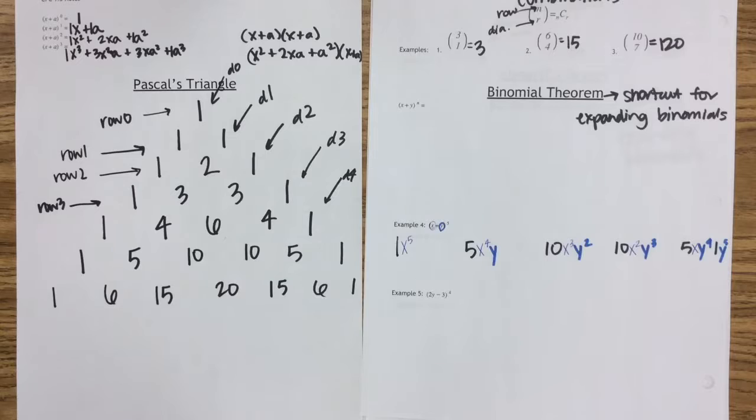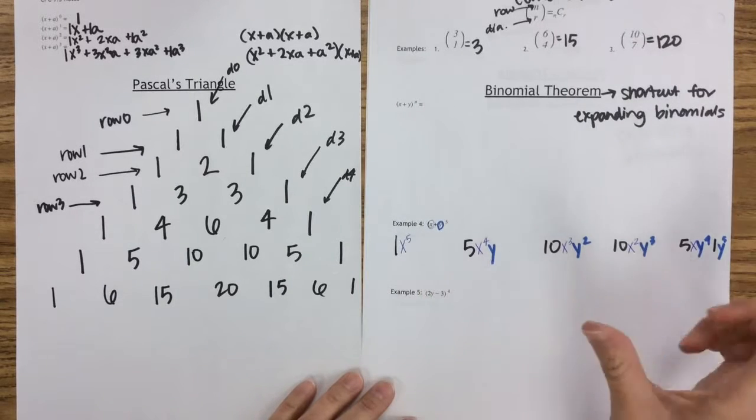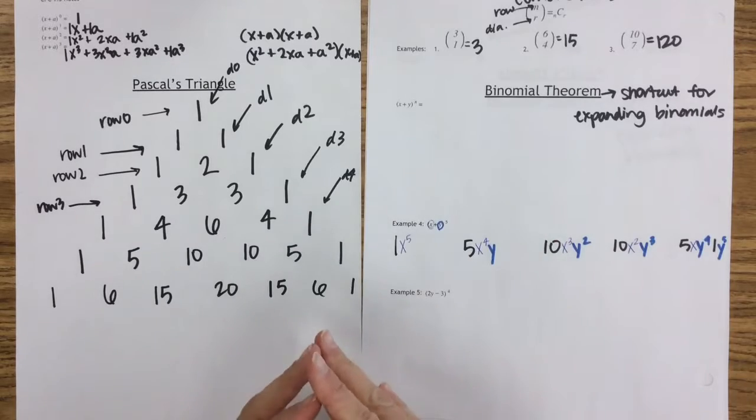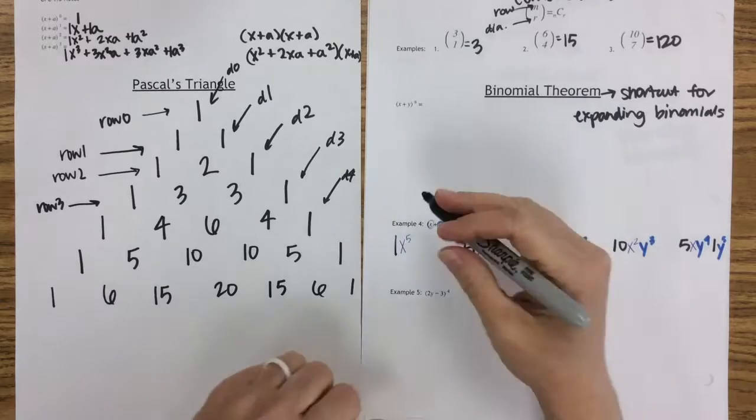So, like I said, the long way would be to write x plus y 5 times and FOIL and distribute and combine like terms forever. It would take you a long time. This is the shortcut, and this is your final answer with pluses in the middle.